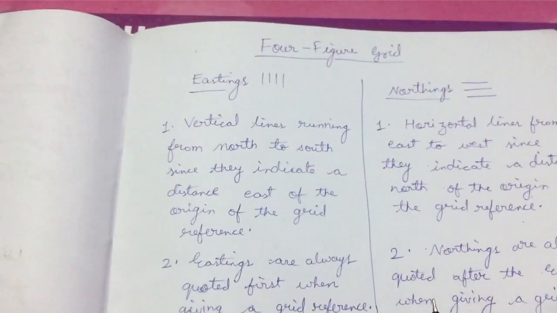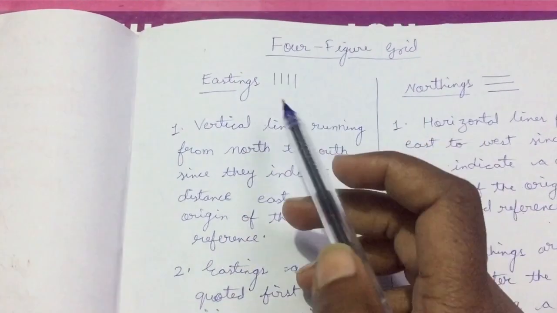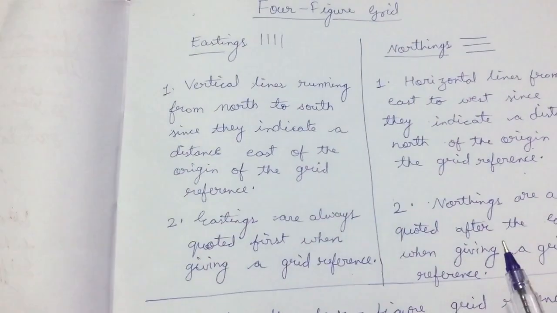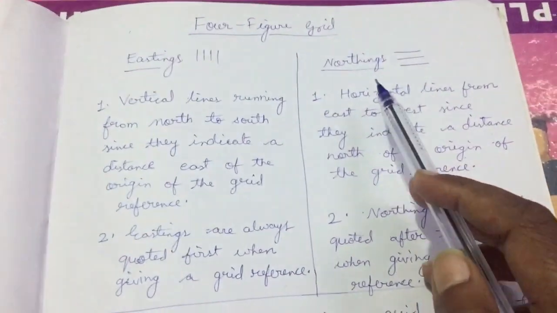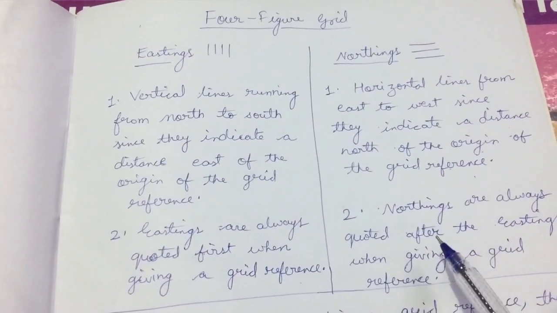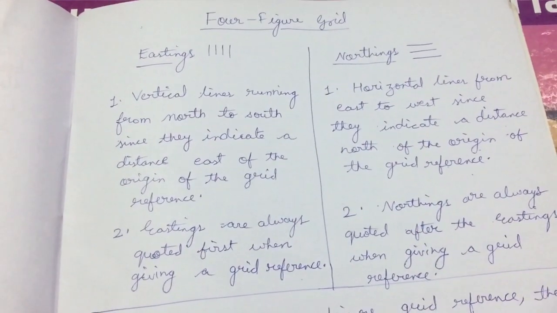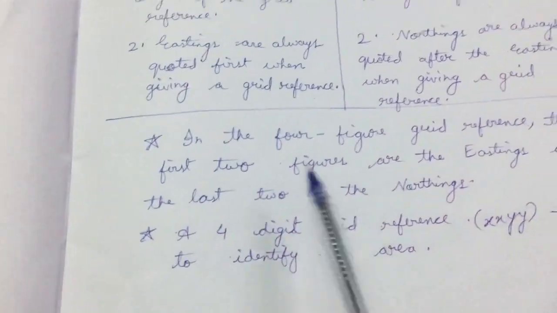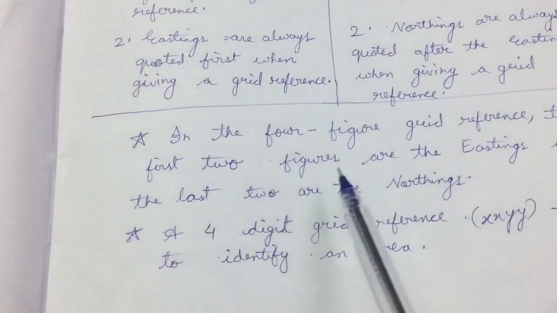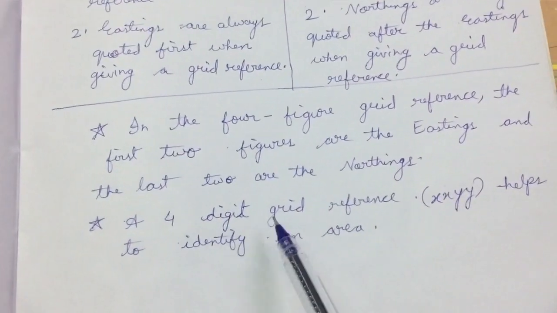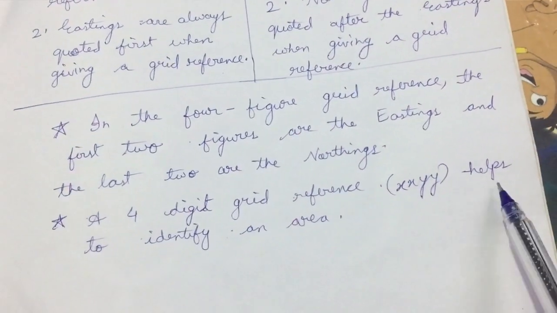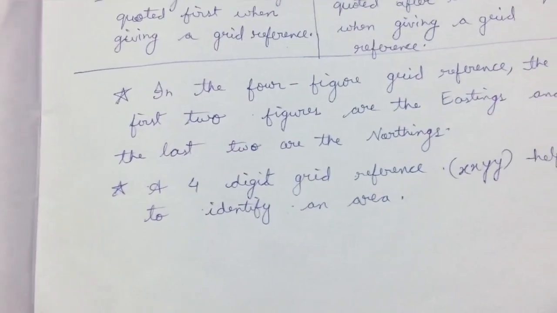On the topographical map, you have to identify or calculate the four-figure grid with the same method. Easting numbers should be written first, then after that the other two digits we will write next. In a four-figure grid reference, the first two figures are the eastings and the last two are the northings. A four-digit grid reference XXYY helps to identify an area.